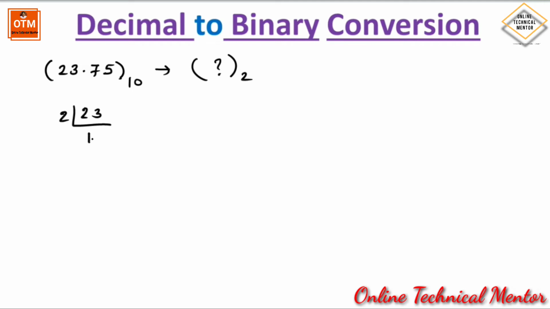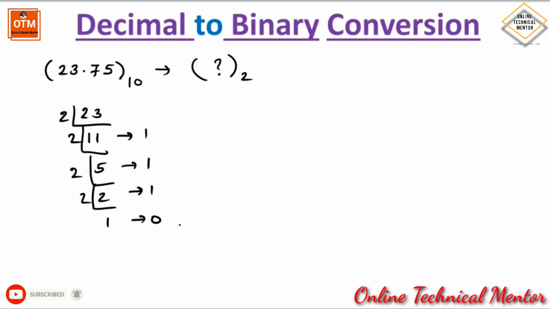So 2 multiplied by 11 gives you 22, the remainder is 1. Again 2 multiplied by 5 is 10, and the remainder will be 1. Again 2 multiplied by 2 is 4, so 5 minus 4, the remainder is 1. Again 2 multiplied by 1, and the remainder will be 0. And from bottom to top extract all the remainders and write it down as 1 0 1 1 1. And since there is a point after the decimal number, give a point after this binary equivalent of the integer part.